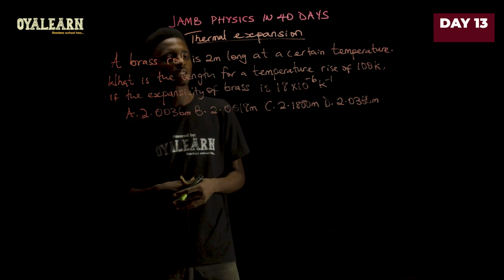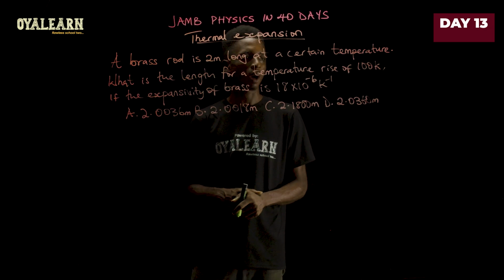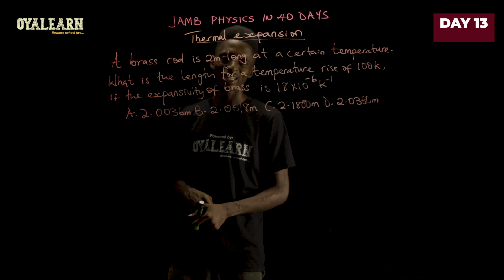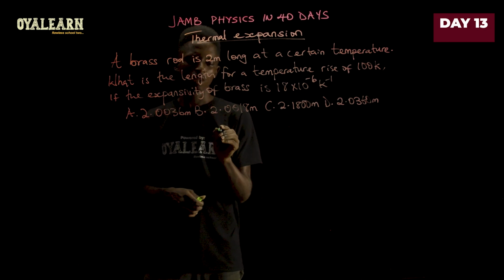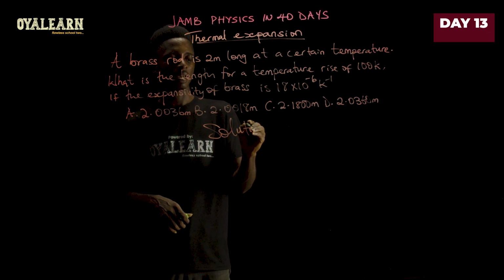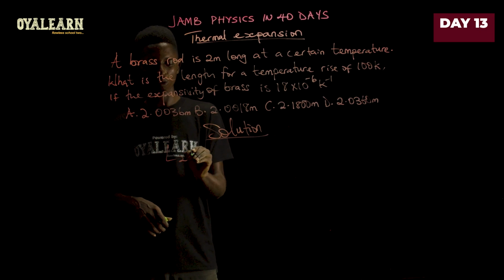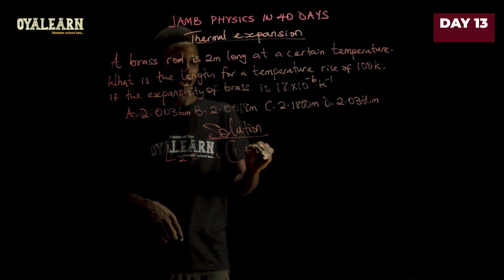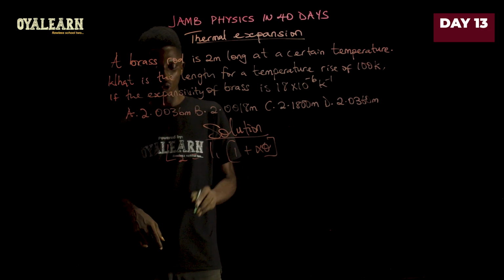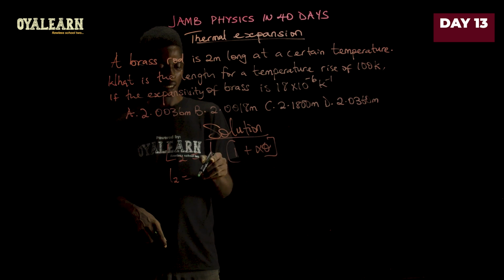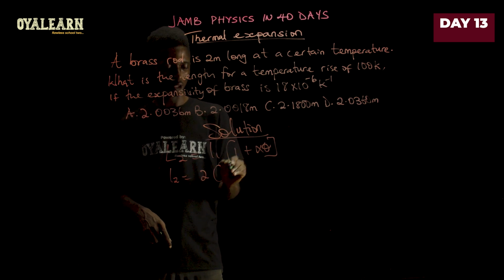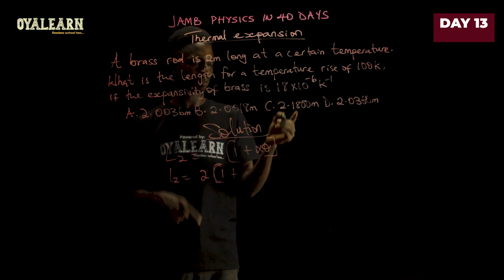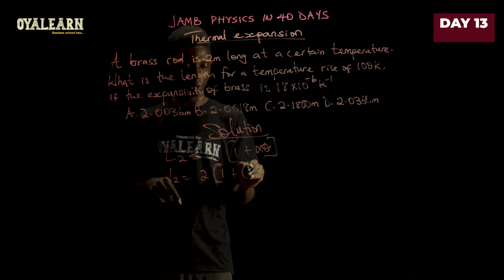A brass rod is 2 meters long at a certain temperature. Now, what is the length for a temperature rise of 100 Kelvin, if the expansivity of brass is 18 times 10 raised to the power negative 6 per Kelvin? So in this case, we have to find the new length, L2. And L2 would give us L1 multiplied by 1 plus alpha change in temperature. So L2 therefore becomes, now L1 is 2. Now this will be 1 plus, now remember that alpha is given as 18 times 10 raised to the power minus 6.